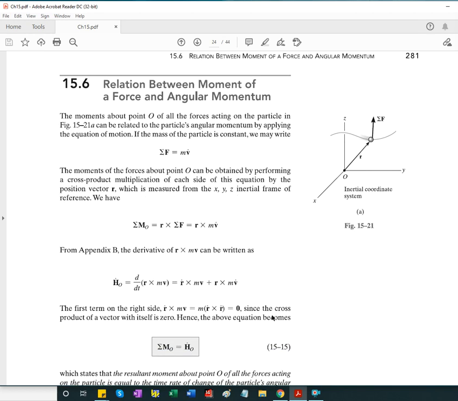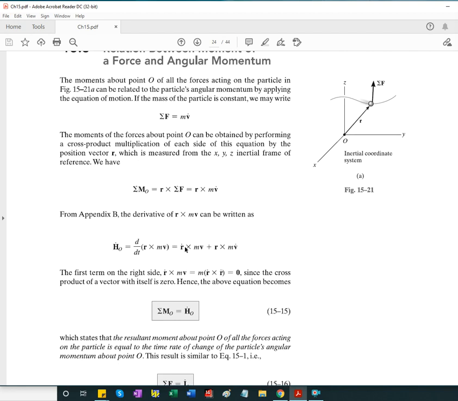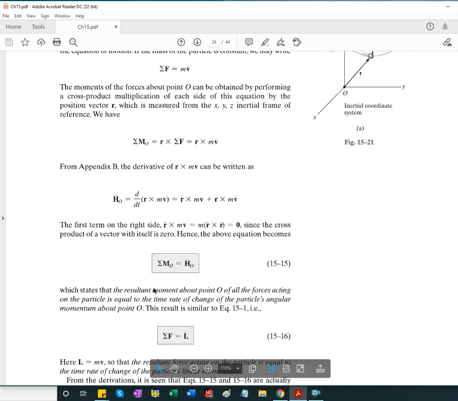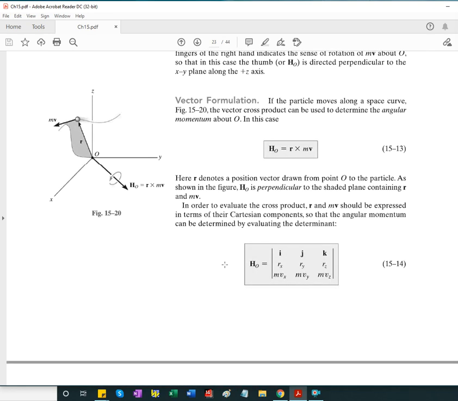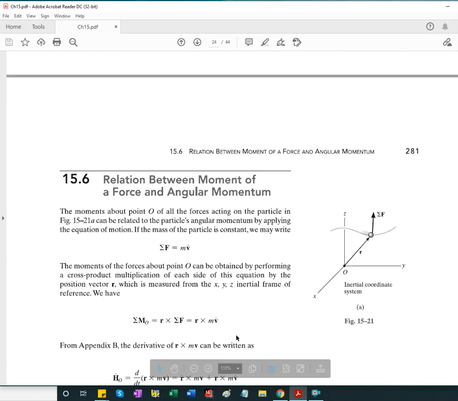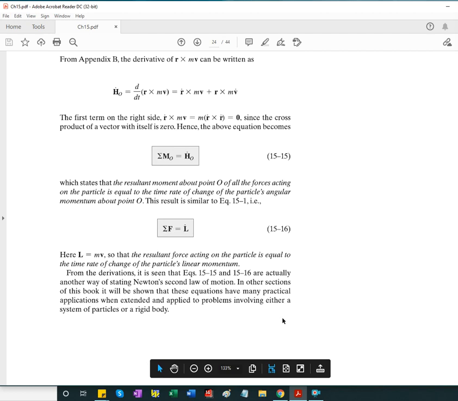And so yeah, it says using appendix V derivations, derivative of a cross product, we apply it same as when you have a scalar product. And the conclusion is that the sum of moments of the forces acting upon the particle is the time rate of change of the angular momentum upon that particle. Okay, so the resultant moment about point O of all forces acting on a particle is equal to the time rate of change of the particle's angular momentum.